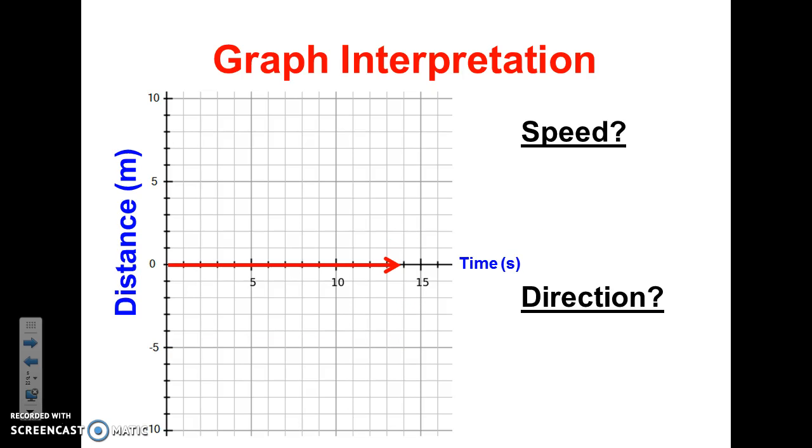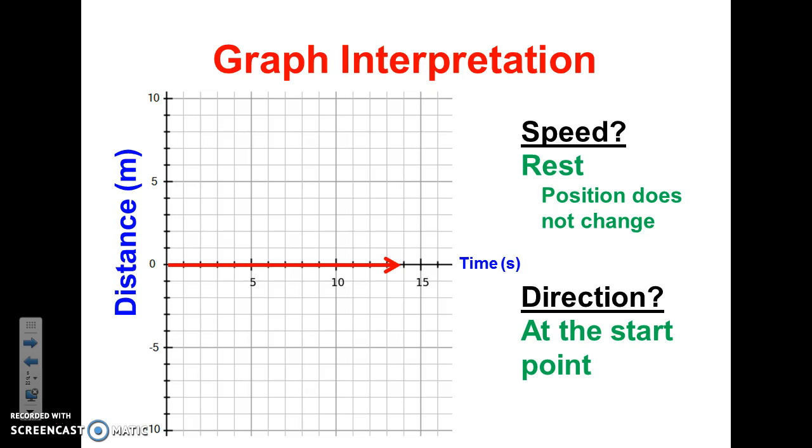This graph, think about what the zero means. Here we're still at rest. Position does not change. Since we are at the 0 point, that means we are at the start point.